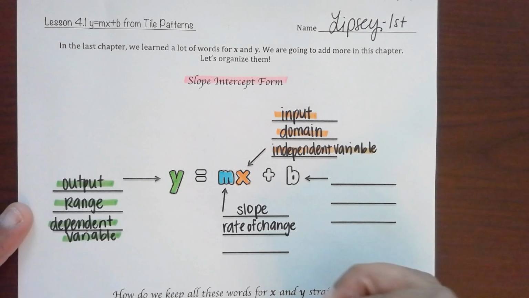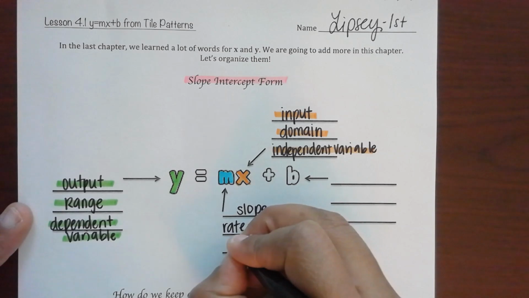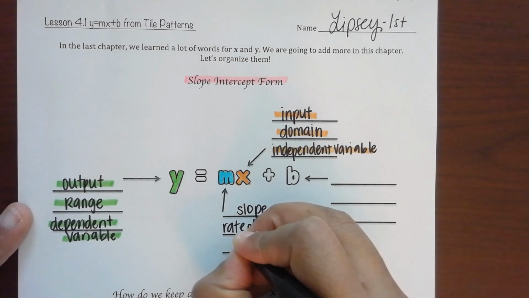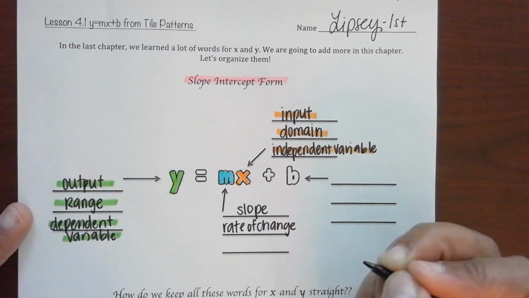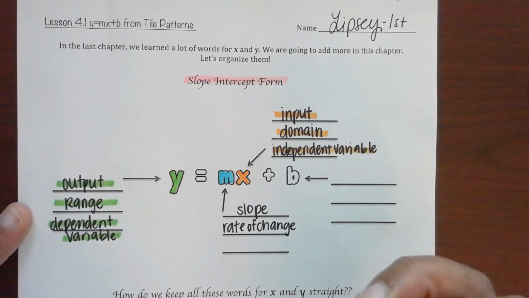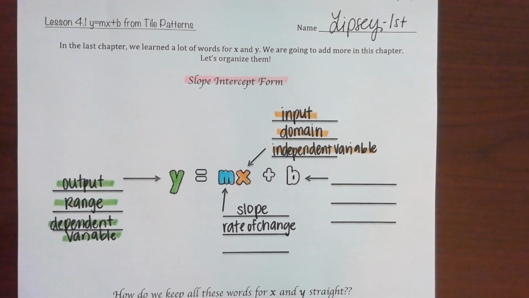And written as a fraction, how would you write it? Blank over blank. Both start with R's. Anybody want to try? Both words start with R. I said another way to write slope as a fraction. There are two words. Both of them start with R. So it's blank over blank. Rise over run. There you go.